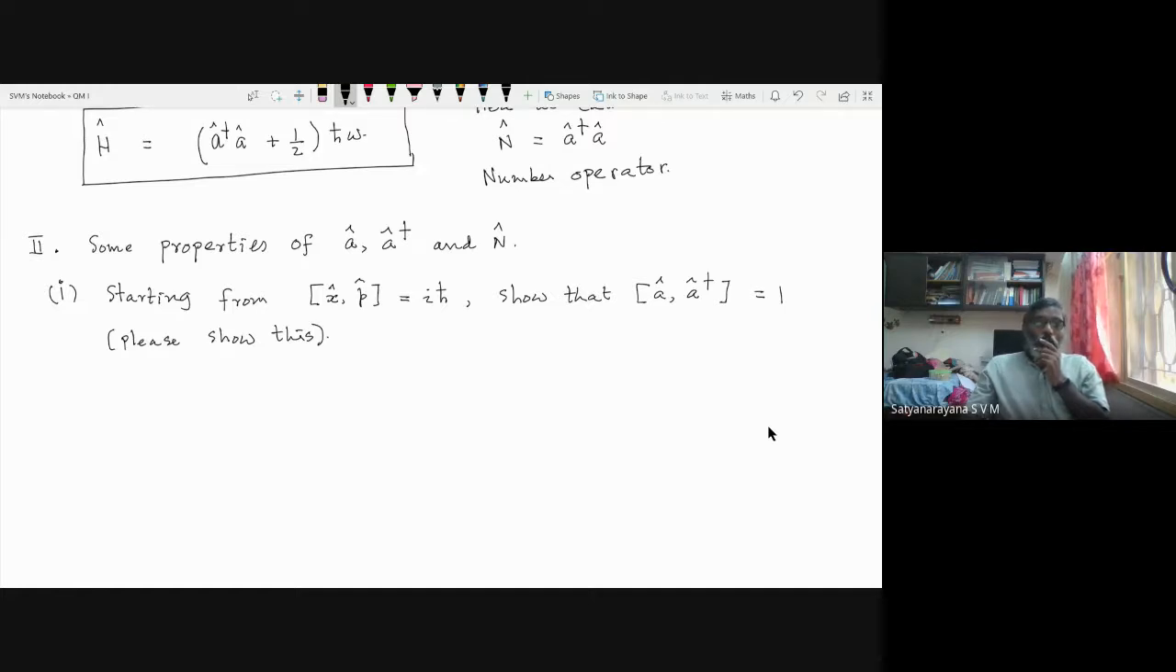In fact, in quantum mechanics, this commutator a a dagger equal to 1 is so fundamental that it is almost equivalently considered as the commutator xp equal to ih cross.